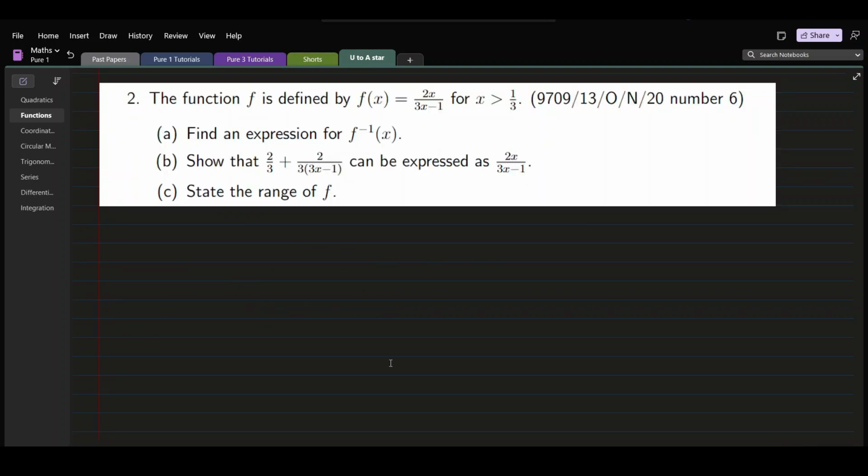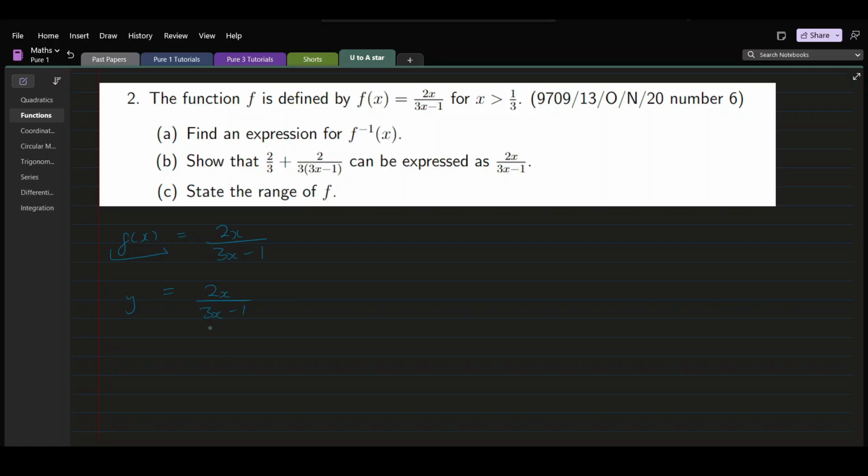Function f is defined by f of x is equal to 2x over 3x minus 1, for x is greater than 1 over 3. Part A, find an expression for f inverse of x. Okay, so let's write our function. That's f of x is equal to 2x over 3x minus 1. We're going to substitute f of x with y. So y is equal to 2x over 3x minus 1.